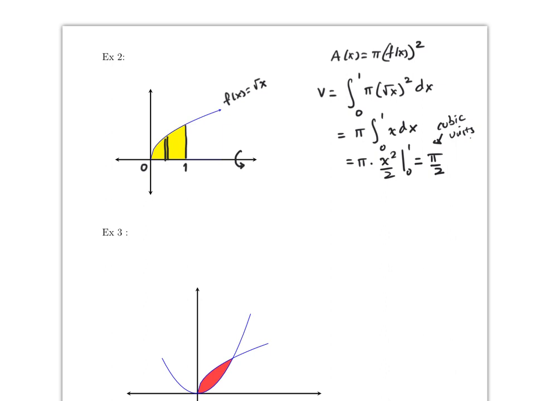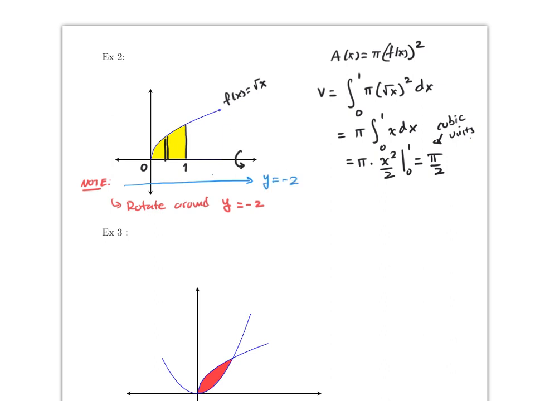Now, this is an important note. Let's say that instead of rotating around the x-axis, you were going to rotate around y equals -2. Notice that the line y equals -2 is somewhere here. So let's say y equals -2 is here.